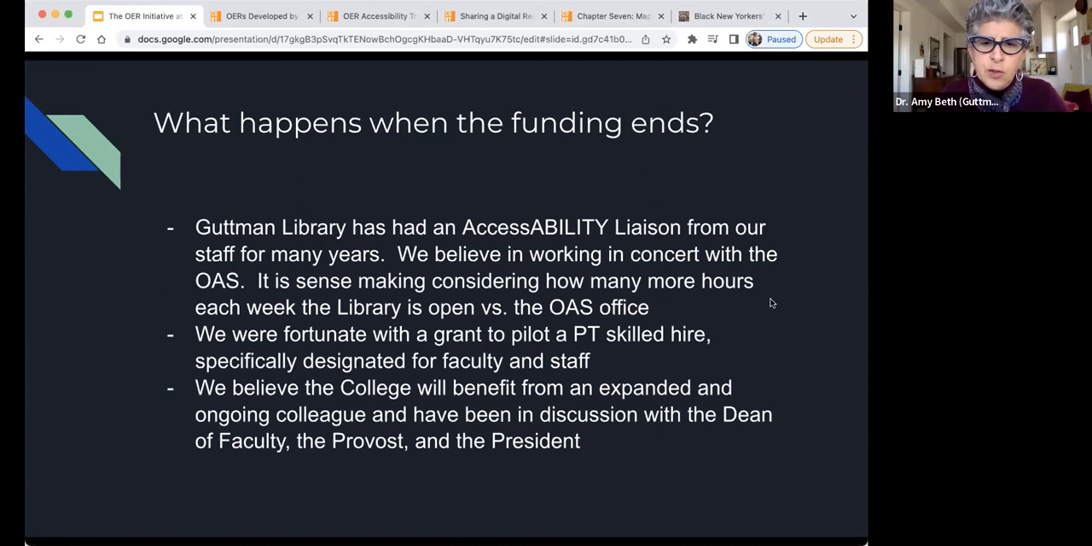So we believe that the college will benefit from an expanded and ongoing colleague. We've been in discussion with the Dean of Faculty, the Provost, the President, and of course in the library. We've been very fortunate to get the grant to pilot this, and we believe that the evidence shows someone within accessibility staffed permanent offering is a critical resource to faculty producing course content. And when it benefits one student, it benefits all students.